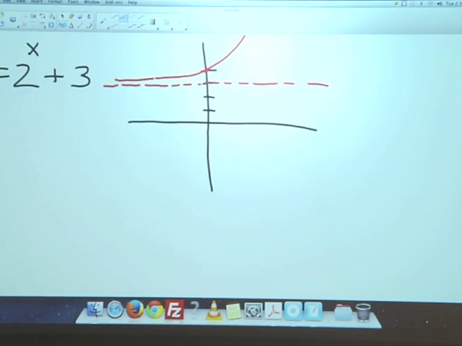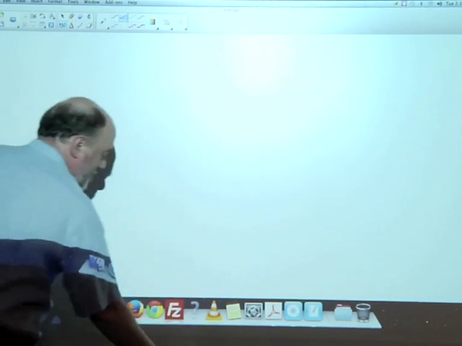All right? What happens if I wrote this as 2 to the x minus 3? What would happen? It drops 3, right? So I can move the graph up, I can move the graph down. All right? Okay? What happens if I do this?